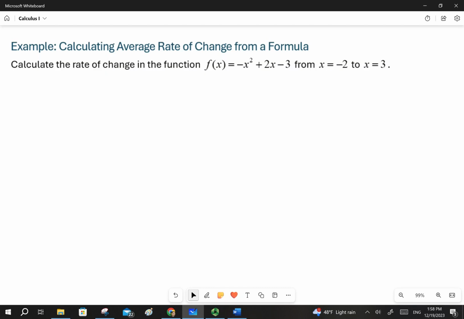Calculate the rate of change in the function f of x equals negative x squared plus 2x minus 3 from x equals negative 2 to x equals 3. The only part of the process of finding the average rate of change from a function formula that is different from using a graph or table is that we have to calculate the outputs ourselves.